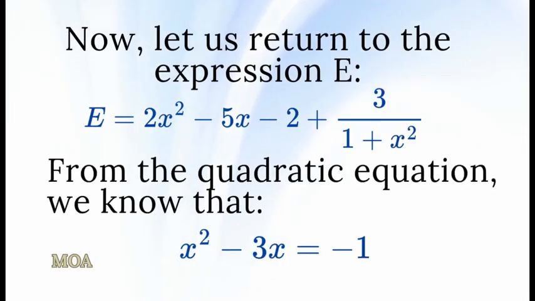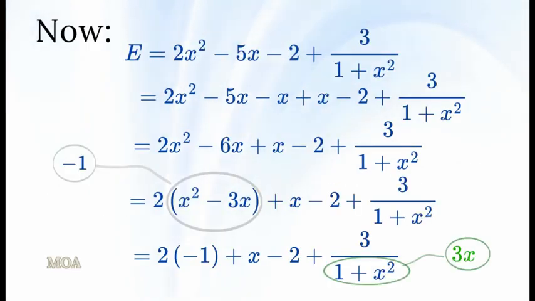Now, let us return to the expression. E = 2(x² - 5x - 2) + 3/(1 + x²). We can rewrite it cleverly using the original equation. E = 2(x² - 3x + x - 2) + 3/(1 + x²). From the quadratic, we know that x² - 3x = -1.